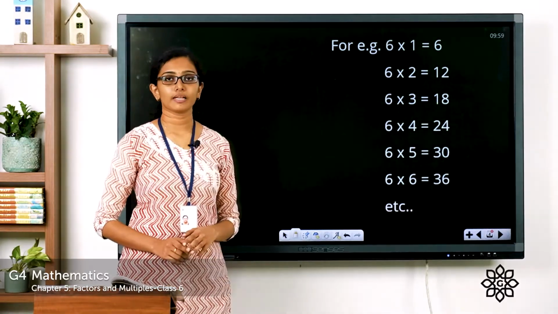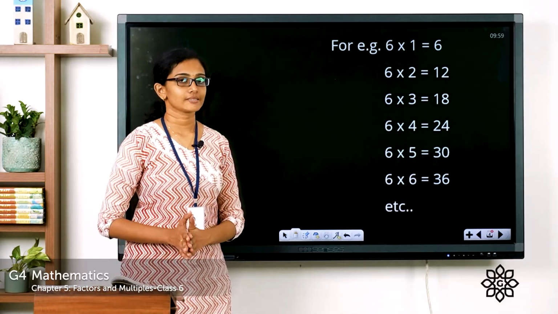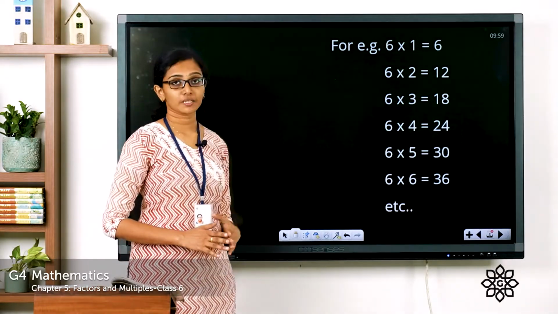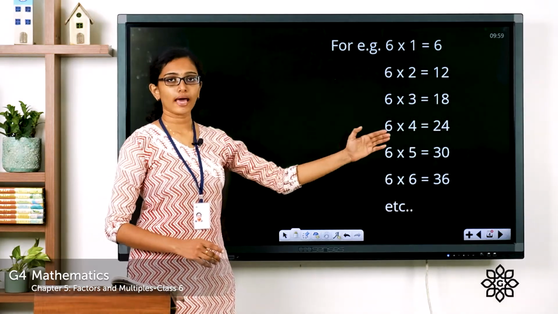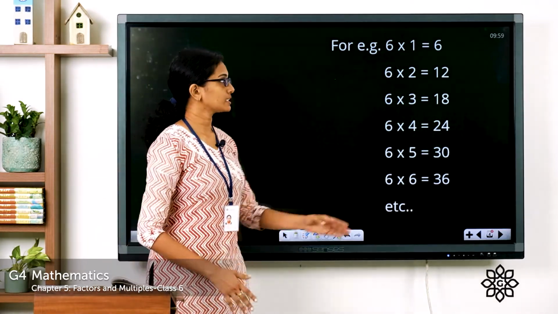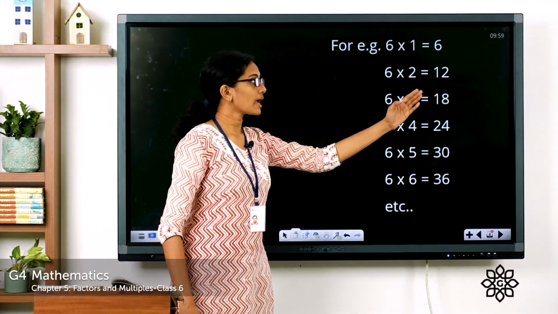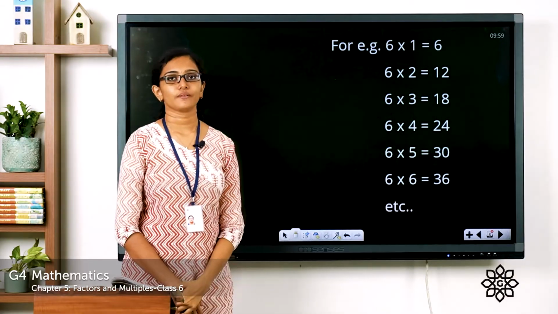Let's see one more example. Here you can see the multiplication table of 6. Here 6 is multiplied by numbers such as 1, 2, 3, 4 and so on, and you get the multiples 6, 12, 18, 24 etc.